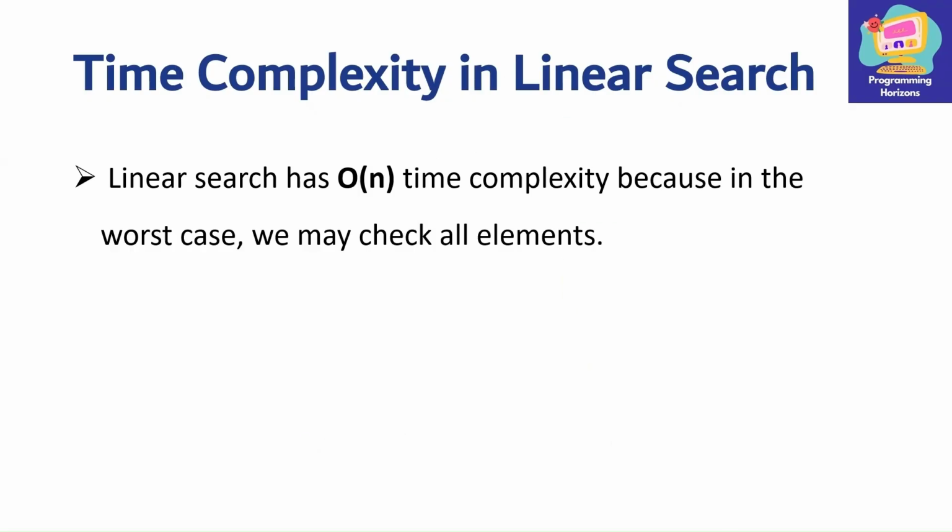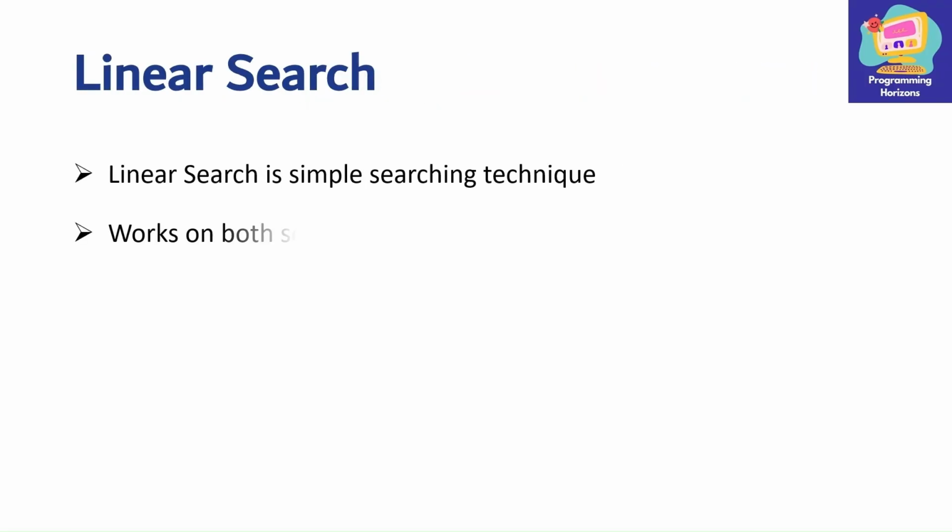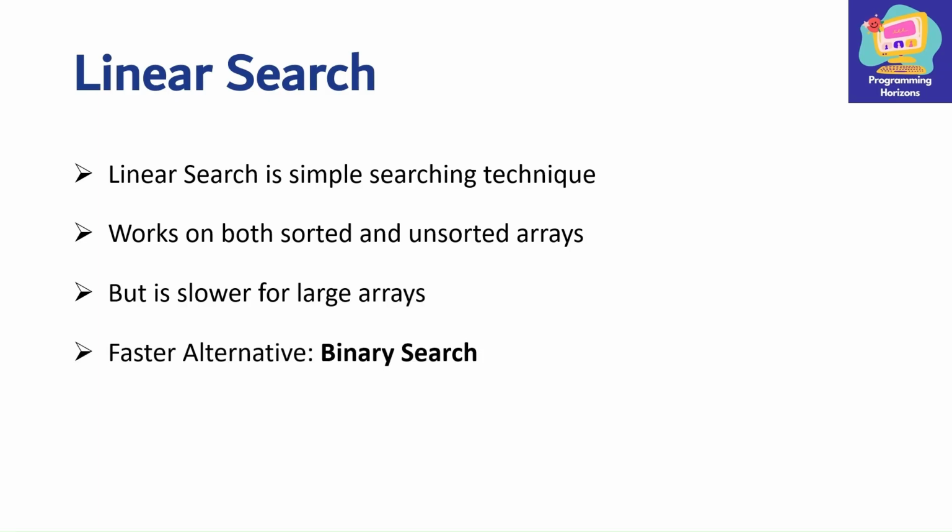The worst case time complexity of linear search is O(n), where n is the number of elements in the array. Because in the worst case we may end up checking all the elements of the array and still not find the search value. So linear search is a really simple searching operation that works everywhere but is slow for larger arrays.